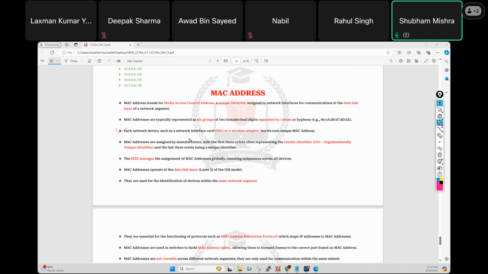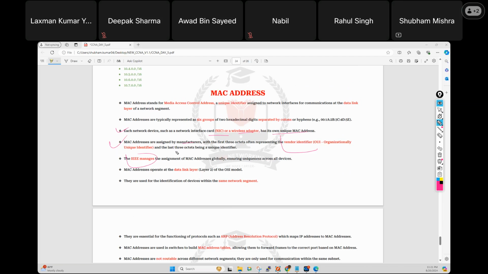Each network device, such as the NIC card or wireless adapter, has one. I told you in the first class, if you remember, MAC address is always represented on the NIC card and even on the wireless card. MAC addresses are assigned by the manufacturer. Please remember, who is assigning the MAC address? IEEE. IEEE is the organization that assigns the MAC address.